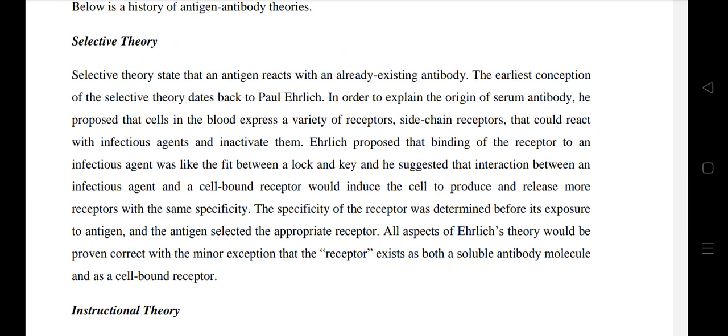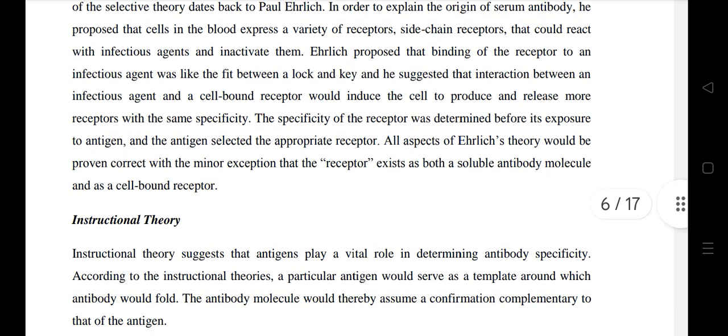In order to explain the origin of serum antibody, he proposed that cells in the blood express a variety of receptors, side chain receptors, that could react with infectious agents and inactivate them. Ehrlich proposed that binding of the receptor to an infectious agent was like the fit between a lock and key, and he suggested that interactions between an infectious agent and a cell-bound receptor would induce a cell to produce and release more receptors with the same specificity. The specificity of the receptor was determined before its exposure to antigen, and the antigen selected the appropriate receptor. All aspects of Ehrlich's theory would be proven correct with the minor exception that the receptor exists as both a soluble antibody molecule and as a cell-bound receptor.